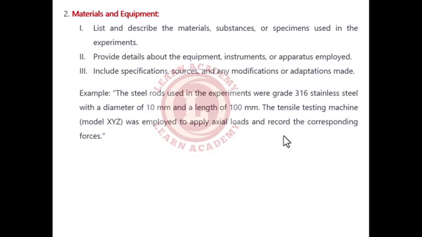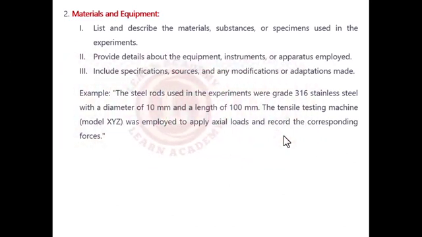For example, the steel rods used in this experiment were grade 316 stainless steel with a diameter of 10 mm and a length of 100 mm. The tensile testing machine, the model is in bracket, was employed to apply axial loads and record the corresponding forces. So this is an example of how you lay out the materials and equipment. You could also have it in tabular format, where you list out all the equipment, their models, and their functions.